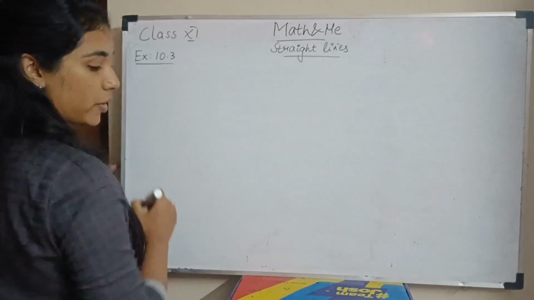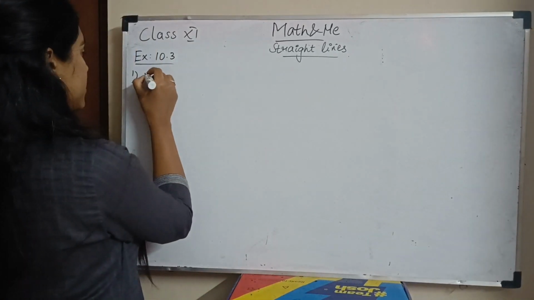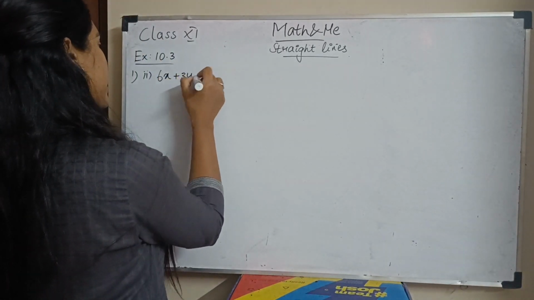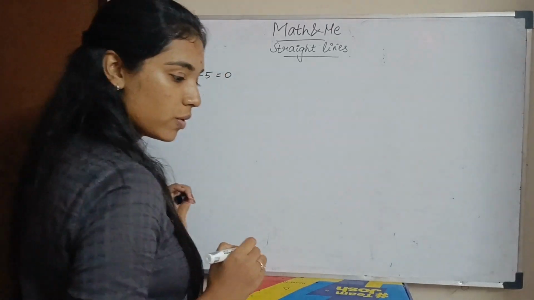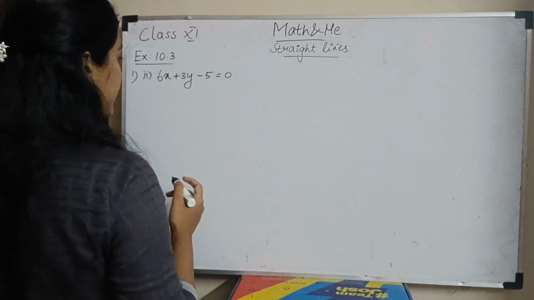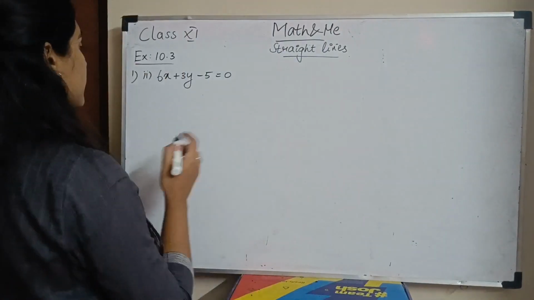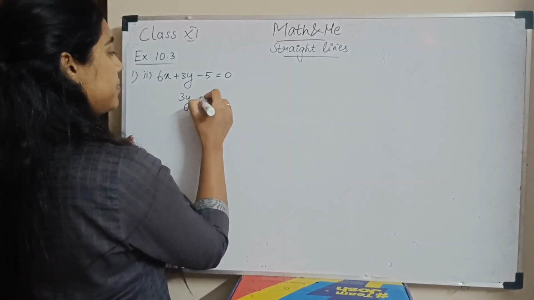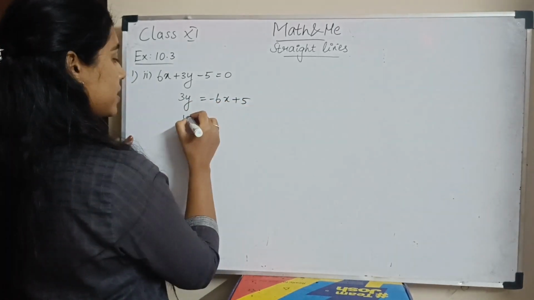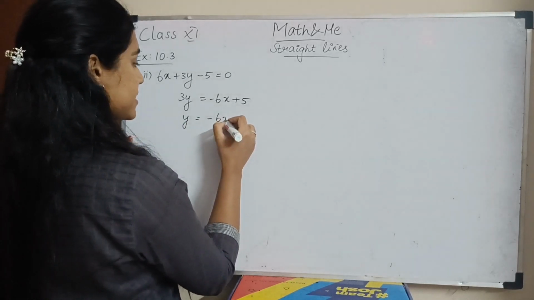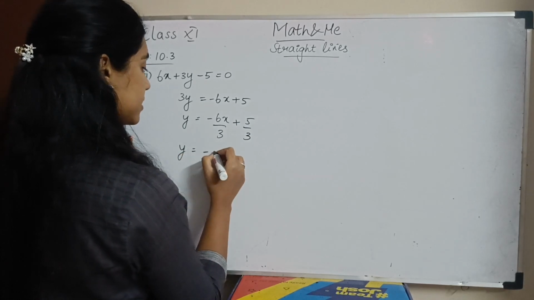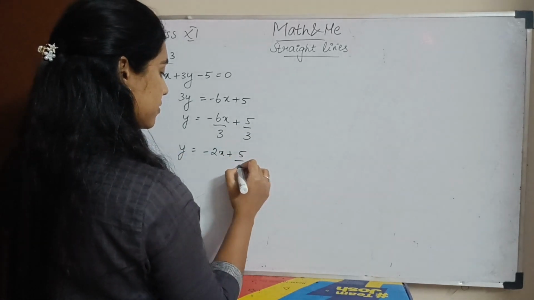Exercise 10.3, question number 1, second subsection: 6x plus 3y minus 5 equals 0. Reduce the following equations into slope-intercept form and find their slopes and y-intercept. So you write 3y equals minus 6x plus 5. Y equals minus 6x divided by 3 plus 5 by 3. Y equals minus 2x plus 5 by 3.